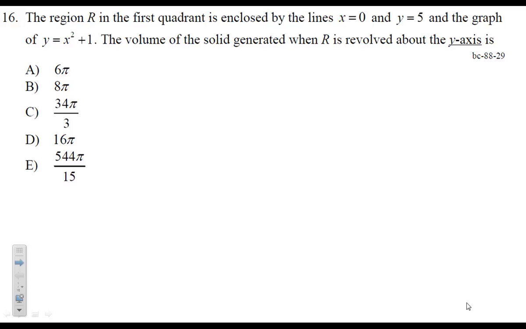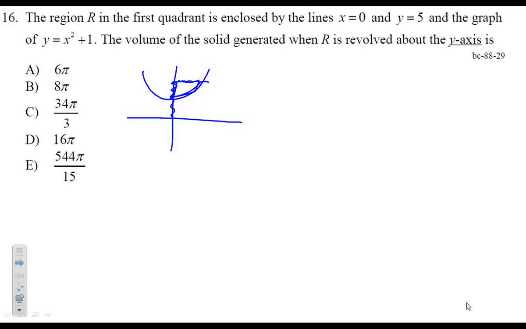Here's problem number 16 from our review packet. We're going to deal with this region R, which is enclosed by the lines x equals 0, which is the y-axis, y equals 5, which is that horizontal line, and the graph of y equals x squared plus 1, which looks something like this. And again, we're only in the first quadrant, so we're really only looking at this little piece here.